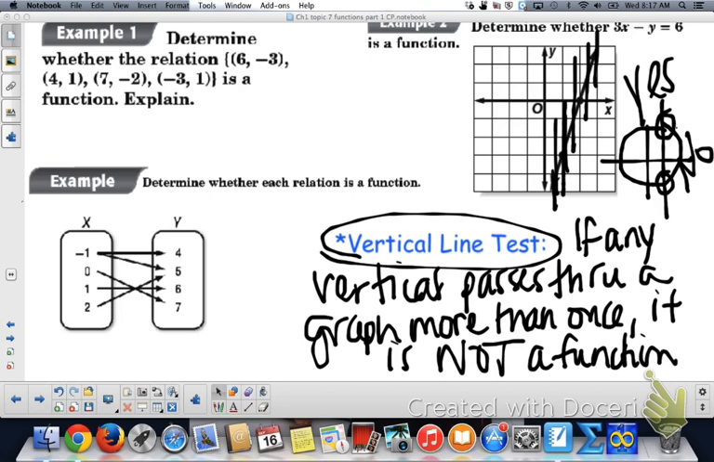And the last example: determine whether each relation is a function. Right here, see how -1 goes to both 4 and 5? That means it's not a function. Because it's like saying if I press B3 and I get pretzels, and you press B3 and you get Fritos, that's not a function. The machine is not working correctly.